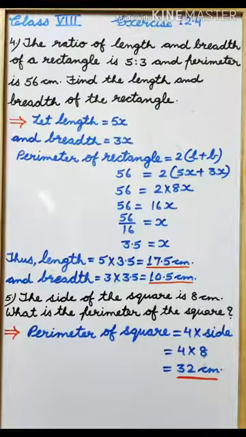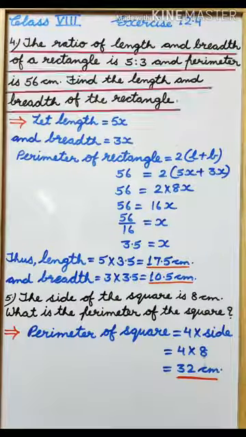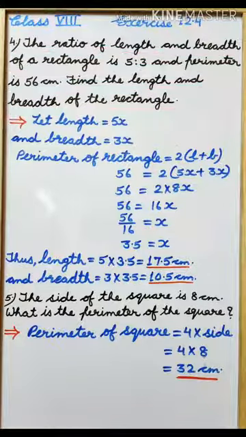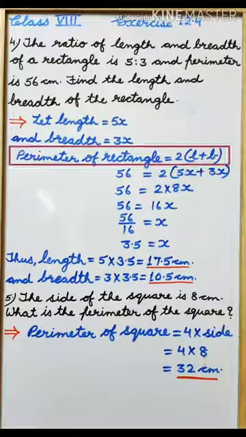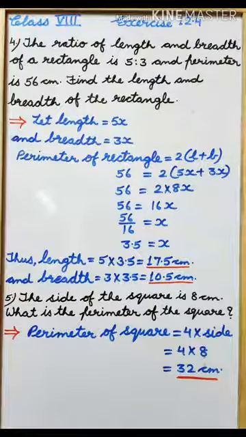Now question 4 is, the ratio of length and breadth of a rectangle is 5:3 and perimeter is 56 centimeter. Find the length and breadth of the rectangle. The ratio of length and breadth of a rectangle is given 5:3. If we take length 5x and breadth 3x, then by using the formula of perimeter of a rectangle, 2 into length plus breadth, we get an equation 56 is equal to 2 into 5x plus 3x. 56 is the perimeter of the rectangle given.